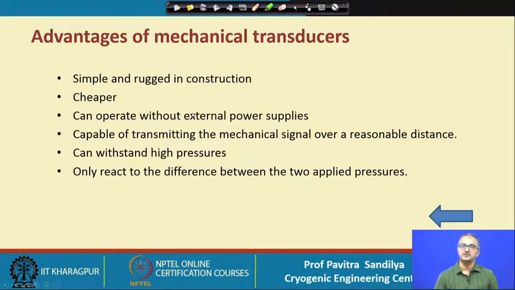In some transducers we need some external power supplies like electric current to operate them, but in this case we do not need any kind of external power supply. Then they are capable of transmitting the mechanical signal over a reasonable distance. That means they need not be fixed right at the place where we are staying. We can observe them from a faraway place also, and they can withstand high pressures and only react to the difference between the two applied pressures.